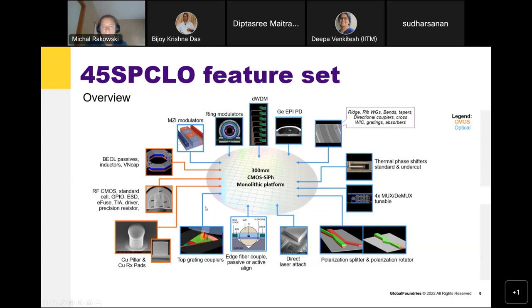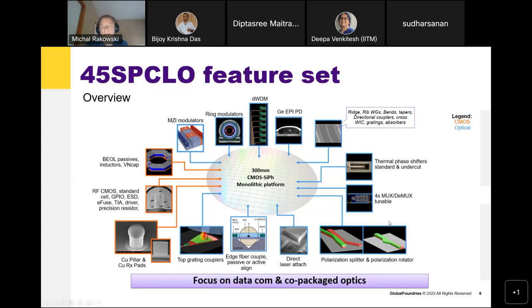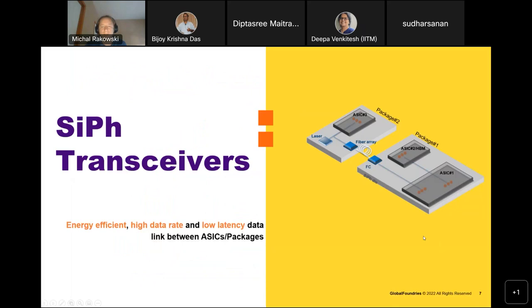All these building blocks presented here, and what I would like to talk about later, focus on data communication and co-packaged optics. So let's dive now a little bit into the silicon photonic transceiver. On this schematic on the right hand side, I'd like to show you the communication between two packages with a fiber array, using fiber couplers, edge couplers between them. As a schematic, we can imagine a light source either integrated on the chip or put outside. If we have the capability to integrate, why not put it there?